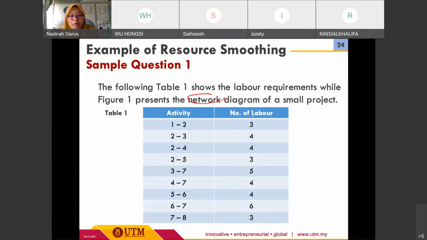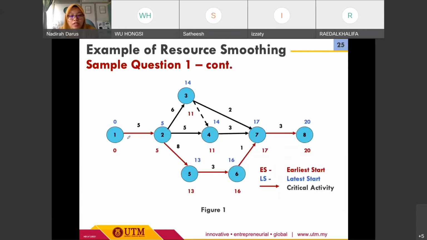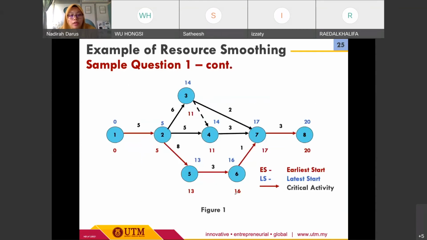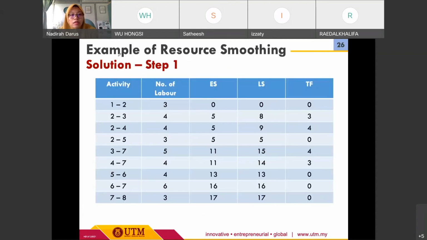Okay, this is the number of labor, and this is the duration, what we call the plot for the duration of this project. All right. Based on these two pieces of information, Table 1 and the Figure 1 network diagram, we need to do the first step, which is to list out all the activities.